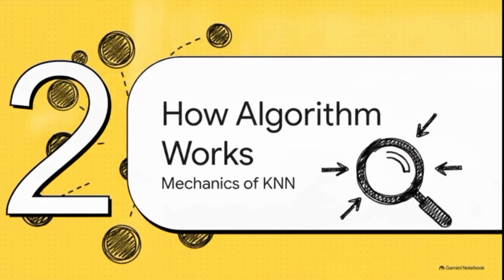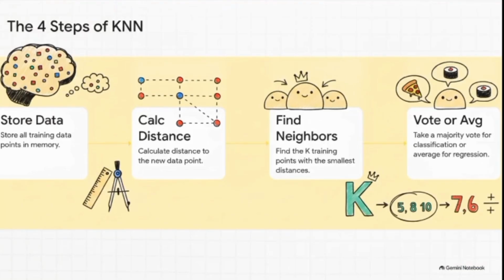So how does this algorithm actually work in practice? Let's take a look under the hood. The whole thing runs on just 4 basic steps, entirely without complex math. Step 1, store all the data. Remember, training in KNN is just remembering. It literally just saves the data to its memory. Step 2, when a new point comes along, calculate the distance between that new point and every single point you have stored. Step 3, find the k points with the shortest distances. Those are your nearest neighbors.